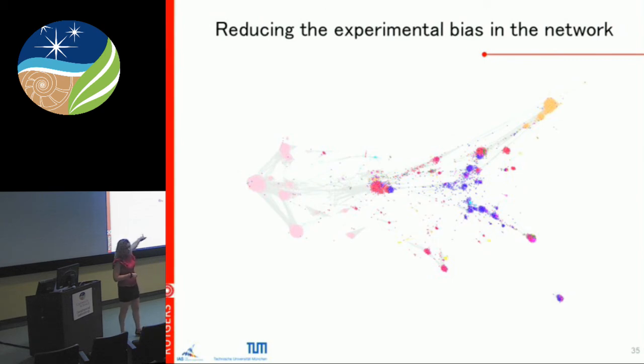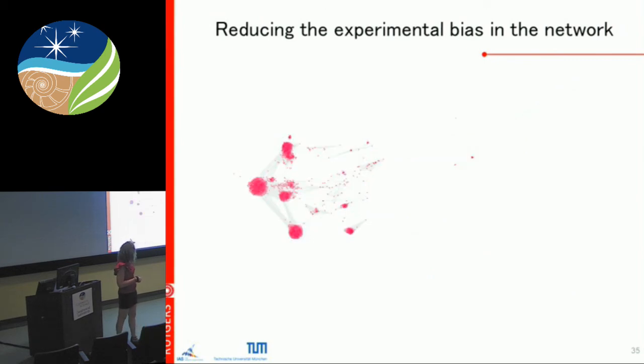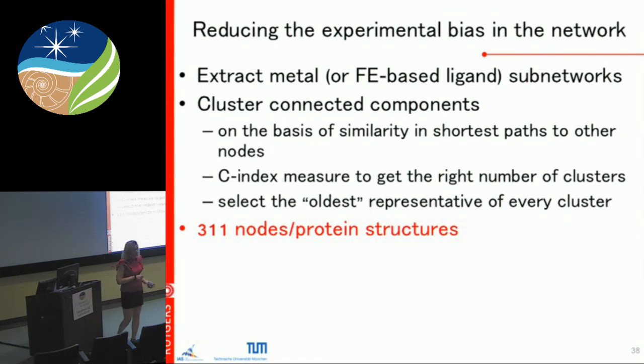So if you remember, this was our original network. We only took, let's say, this side. This is the iron subnetwork. And then we clustered the iron subnetwork into individual clusters. And for every cluster, we said, okay, we're going to take the center of every cluster. I'm going to spare you the details, but if you're interested, I can talk about the C index and the clustering of this thing. But we took the center of these clusters, and we had 311 nodes, which represented the reduced set, but very representative of the entire network.